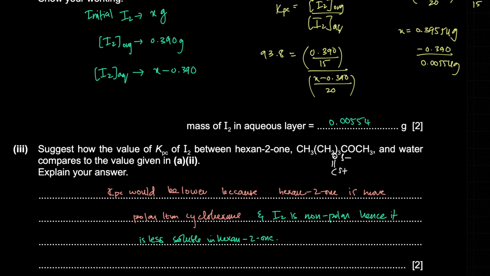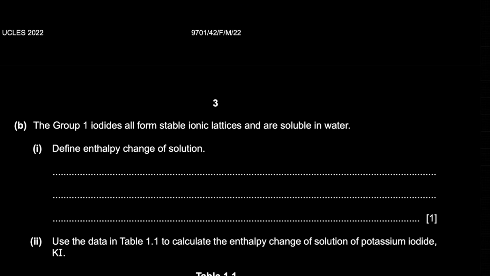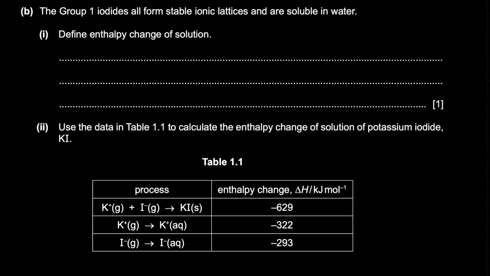All right, moving on. The group 1 iodides all form stable ionic lattices and are soluble in water. Define enthalpy change of solution. What is the enthalpy change of solution?